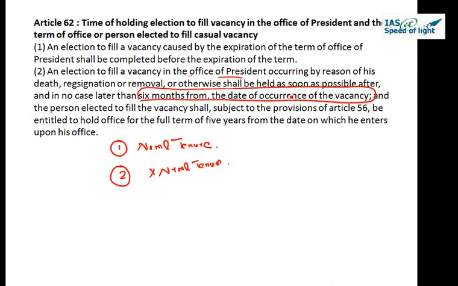This defining of 6 months is not there for the vice president. In case the vice president post becomes vacant due to the death, resignation or removal of the vice president, this particular time period for holding fresh elections is not mentioned, but it is clearly mentioned in the case of the president that it has to take place within 6 months. So this is what this article tells us.